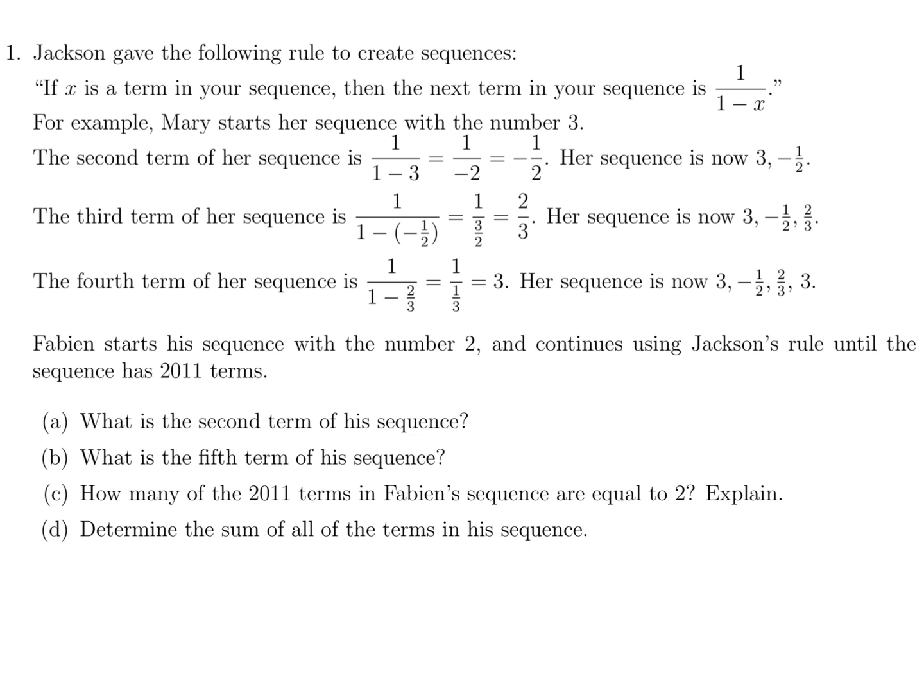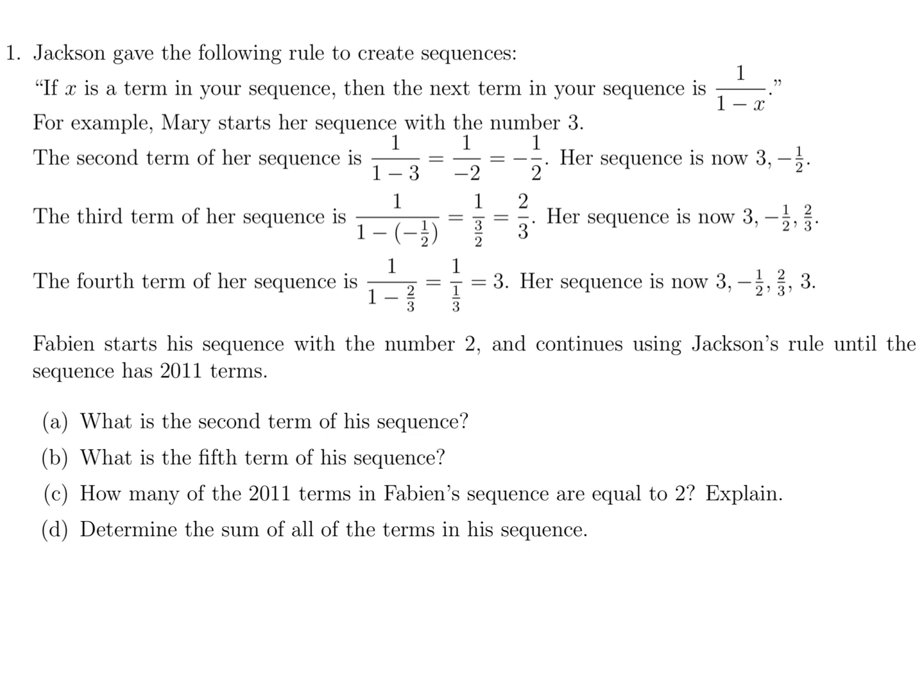Jackson gave the following rule to create sequences. If x is a term in your sequence, the next term is 1 over 1 minus x. For example, Mary starts her sequence with 3. The next term will be 1 over 1 minus 3, and so on.